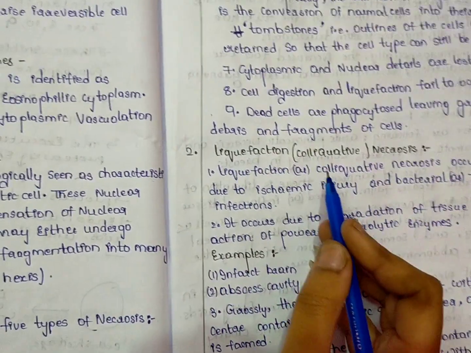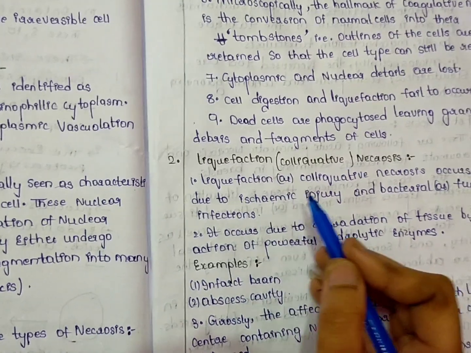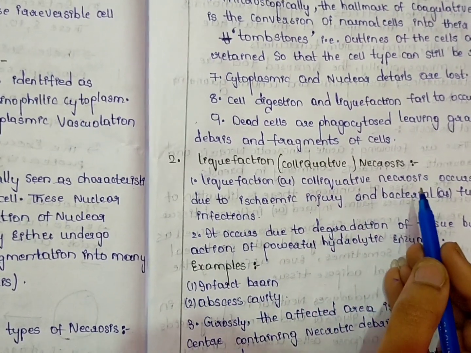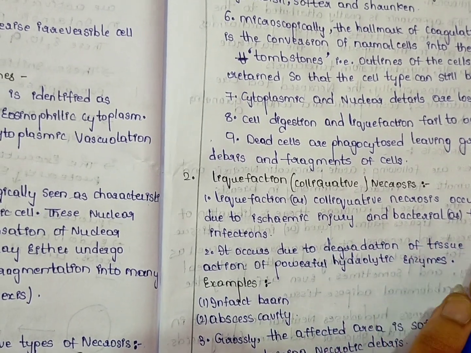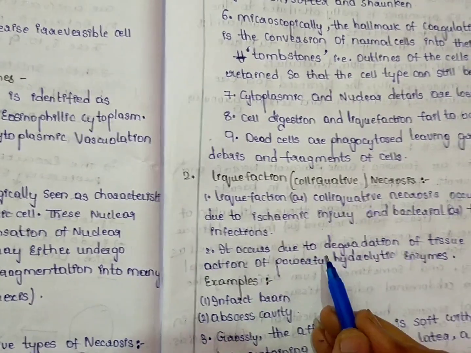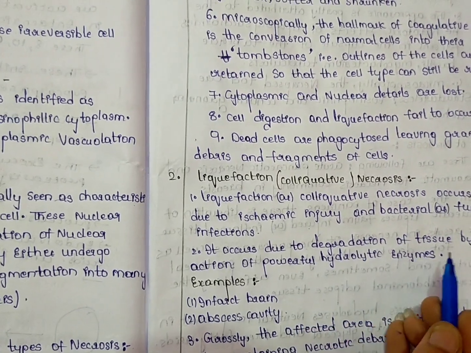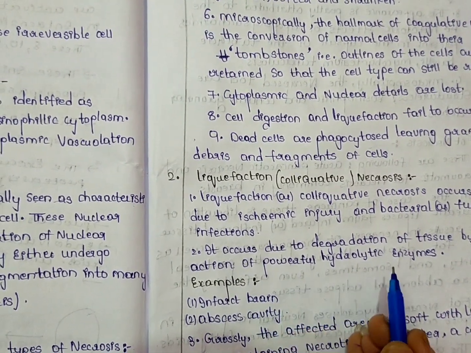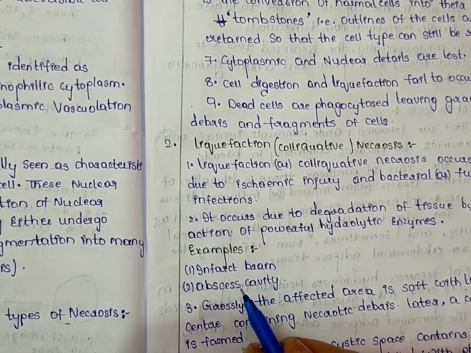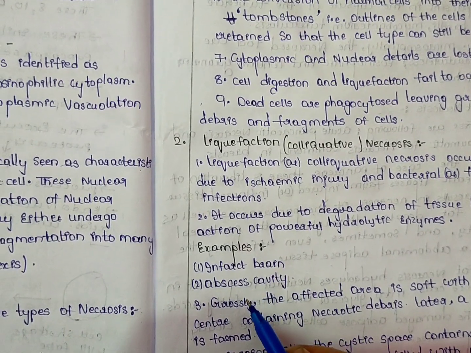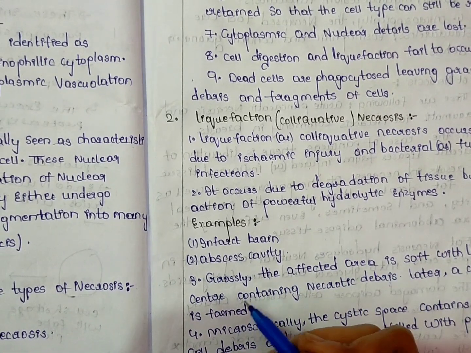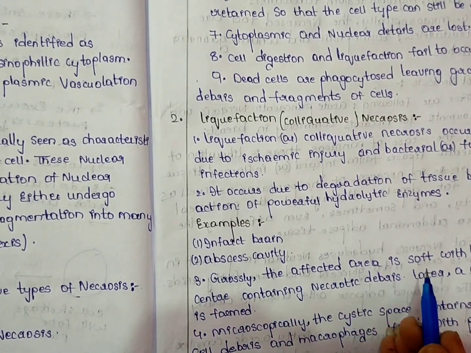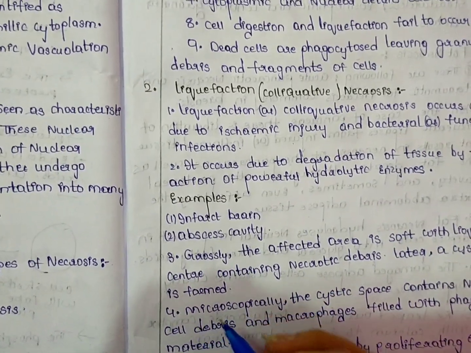Liquefactive necrosis occurs commonly due to ischemic injury and bacterial or fungal infections. It occurs due to degradation of tissue by the action of powerful hydrolytic enzymes. Examples: infarct of the brain, abscess cavity. Grossly, the affected area is soft with a liquefied center containing necrotic debris. Later, the cyst wall is formed.